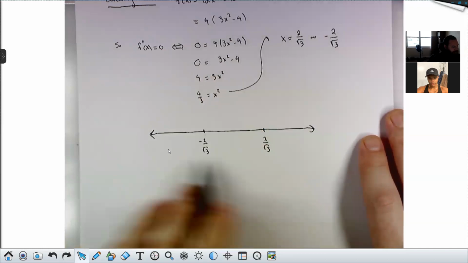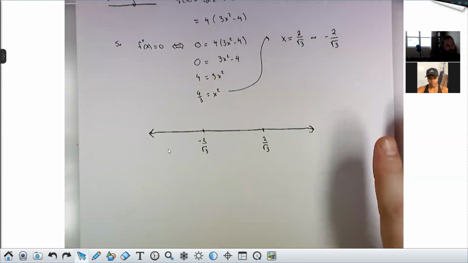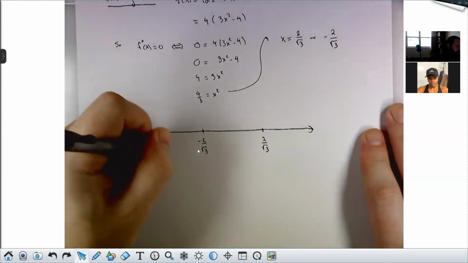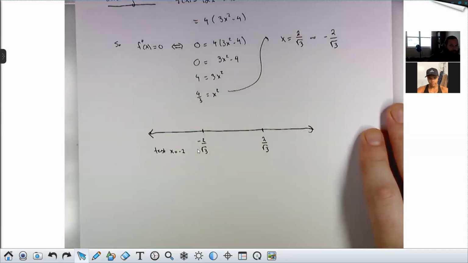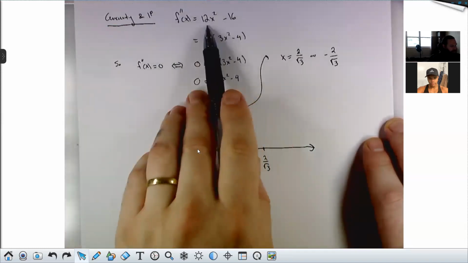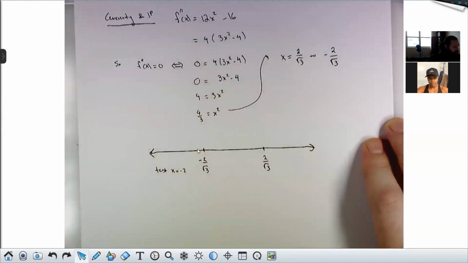If we test something to the left of this, we need to know about how big this is. The square root of 3, 2 squared is 4. So the square root of 3 has to be smaller than 2, which means 2 over the square root of 3 has to be bigger than 1. But it's definitely not bigger than 2, right? That would be like 2 over 1. So we could test x equals negative 2. If you wanted to be safe, test x equals negative 3 or negative 4. If you plug negative 2 into this second derivative, you'll have 12 times 4 minus 16, which is 48 minus 16, which is definitely positive.